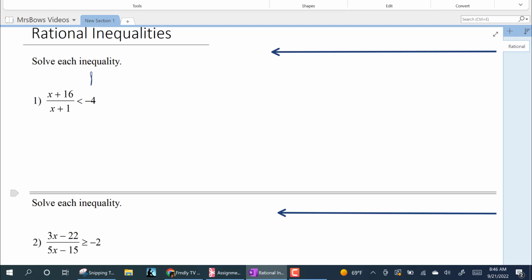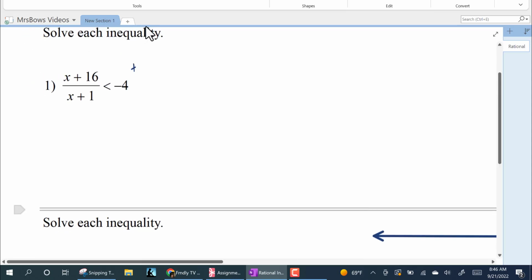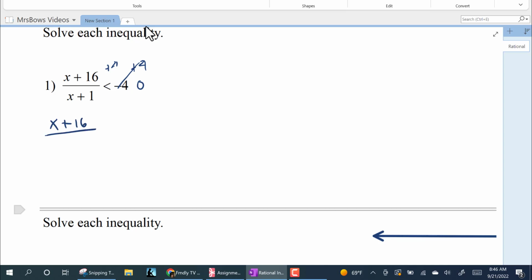However, one degree higher of difficulty is when the inequality doesn't have 0 on one side. So that's the first task. So when you add 4 to both sides, the problem is 4 will not have that same denominator. So you're going to have x plus 16 over x plus 1 plus 4. Well, 4 will need the same denominator, so you're going to multiply top and bottom by the x plus 1.